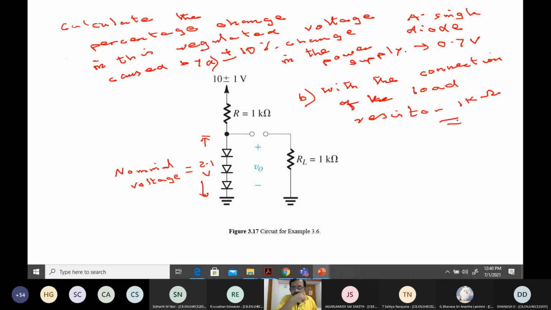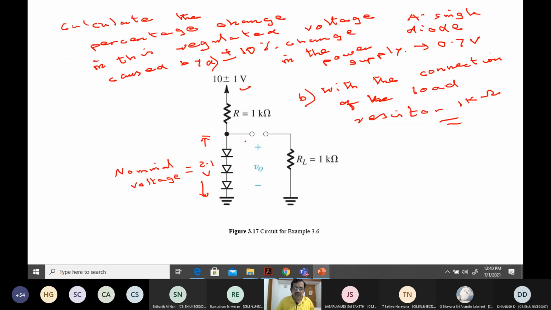So let us talk about the circuit. To analyze this percentage change in the power supply, we will use exactly the same procedure that we adopted in yesterday's class. First do the DC analysis. I said it is plus minus 10% change in the power supply. Therefore 10 volt is the power supply voltage, and 10% of 10 is 1 volt. So plus minus 1 volt is the input over here, and that is the variation that will cause the variation in the nominal voltage.